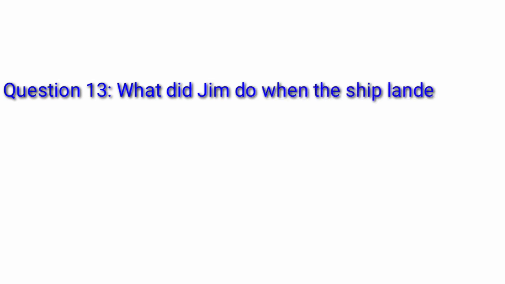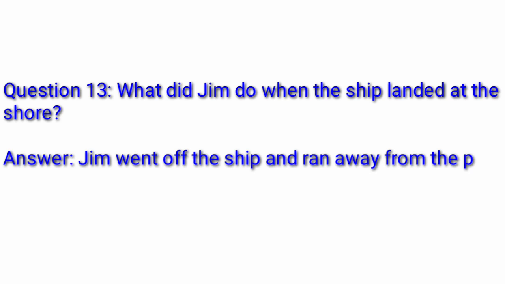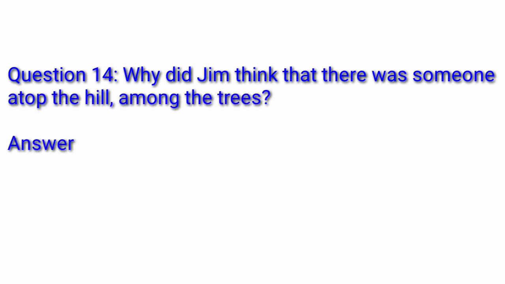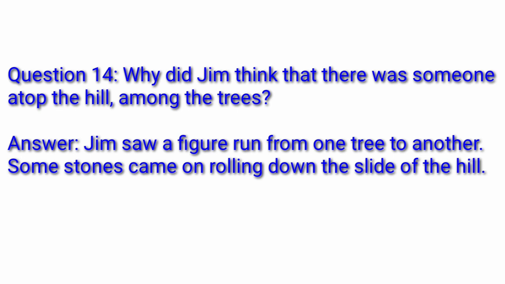Next question. What did Jim do when the ship landed at the shore? Answer: Jim went off the ship and ran away from the party. Next question. Why did Jim think that there was someone atop the hill among the trees? Answer: Jim saw a figure run from one tree to another. Some stones came rolling down the slope of the hill.